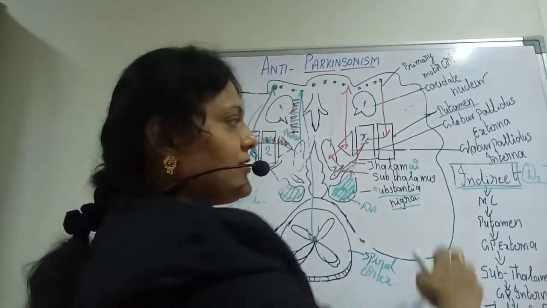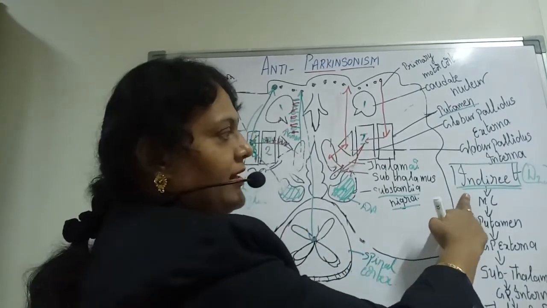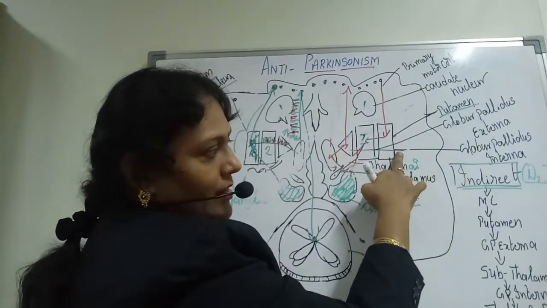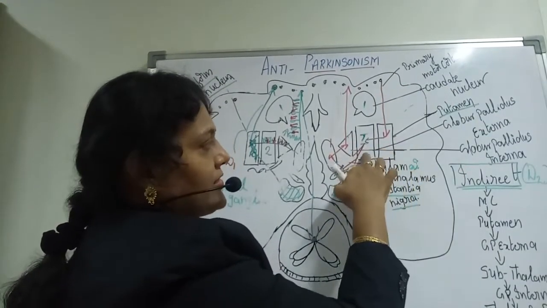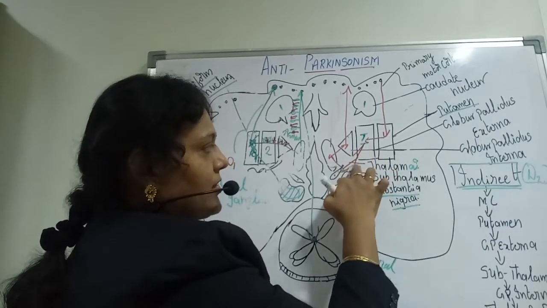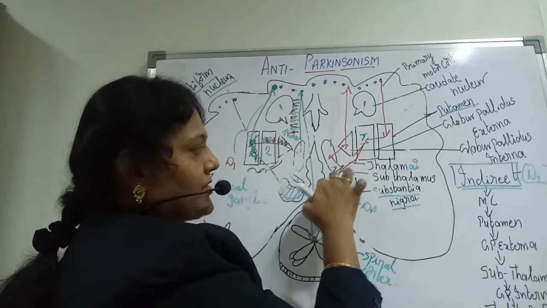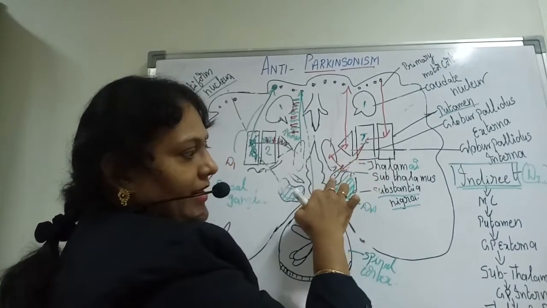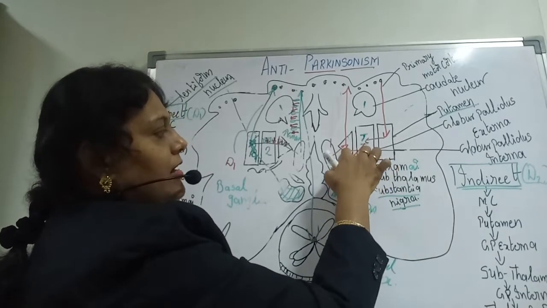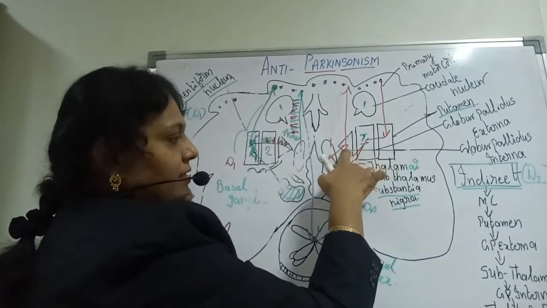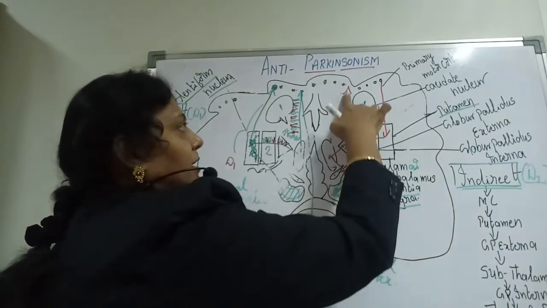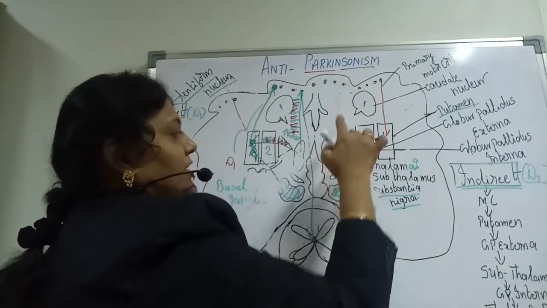Let's repeat what it is. The indirect pathway starts from the motor cortex center, reaching the putamen. From the putamen it reaches the globus pallidus externa. From the globus pallidus externa it reaches the subthalamus region. From the subthalamus region it goes to the globus pallidus interna. From the globus pallidus interna it reaches the thalamus, and from the thalamus it reaches the primary cortex center.